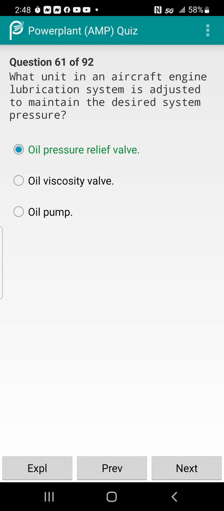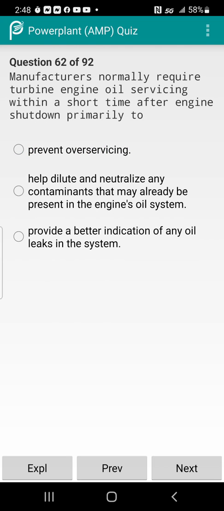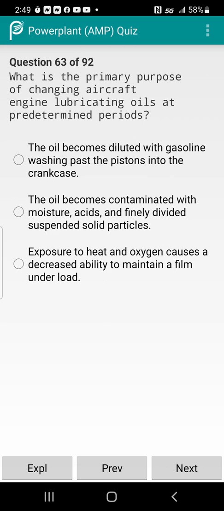Smash play. Manufacturers normally require turbine engine oil servicing within a short time after engine shutdown, primarily to prevent over-servicing. What is the primary purpose of changing aircraft engine lubrication oils at predetermined periods? The oil becomes contaminated with moisture, acids, and finely divided suspended solid particles.